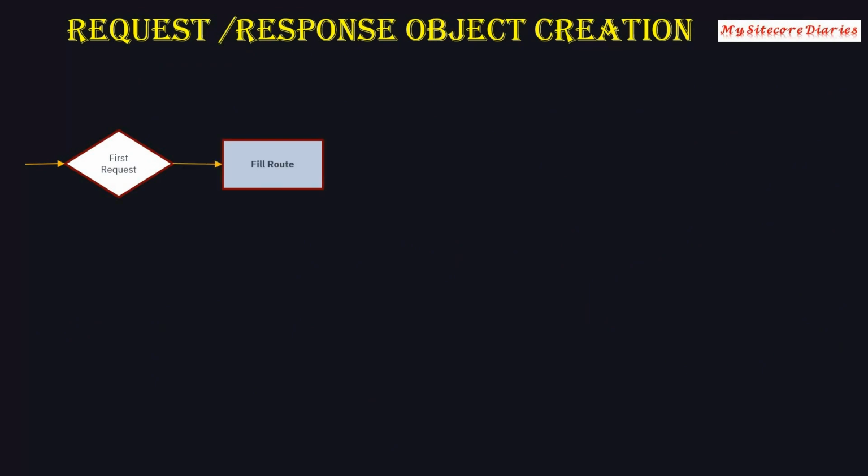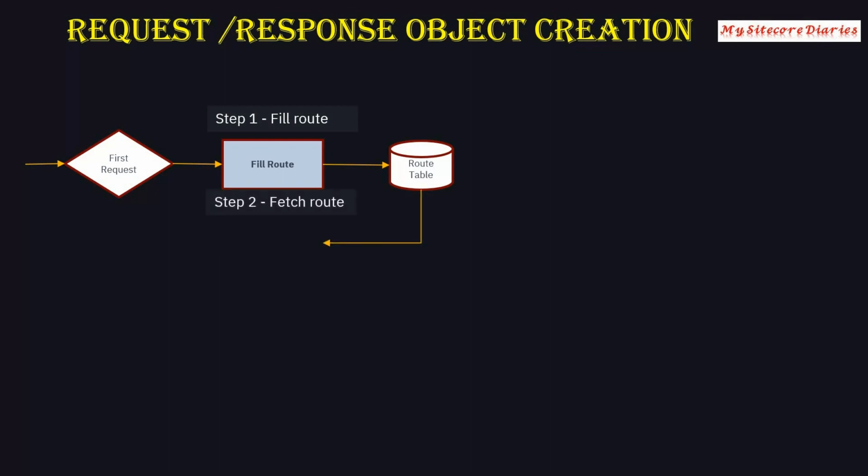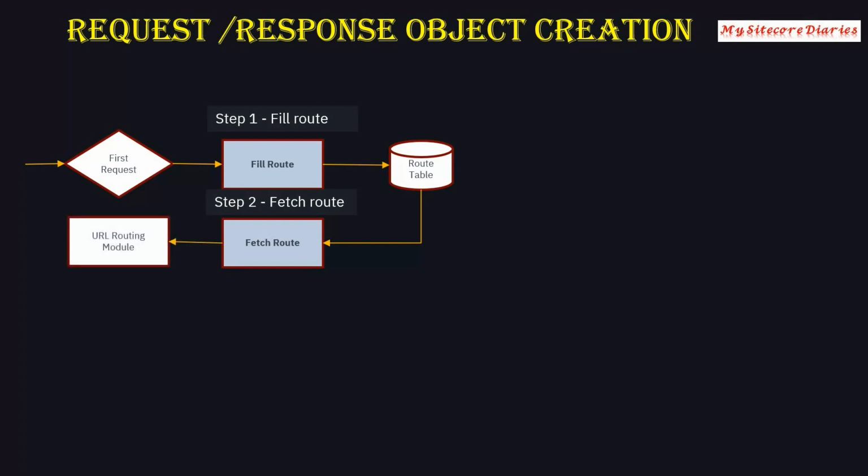So, request and response object creation. The first step: if there is a first request, then it goes to the fill route. The fill route is the method which will go to the route table, and that route table will fetch the route. Whatever route is there will get fetched, and then it will be given to the URL routing module. If it is the second request, then it goes directly to the URL routing module. So basically routing will find out your route, and that route is given to the URL routing module.